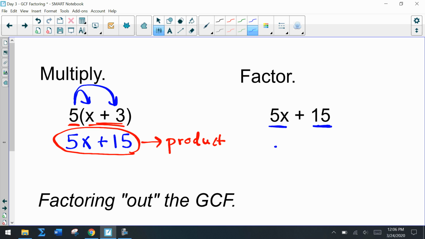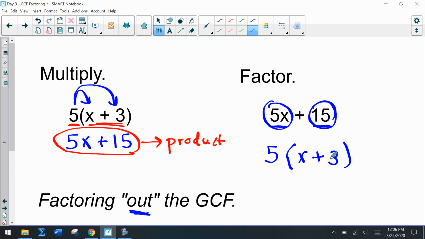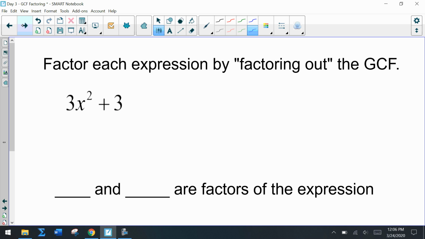So what we're going to do is factor out a 5, so we're undoing the multiplication. So if we factored out a 5 and undid the multiplication between 5 and x, we'd be left with an x inside of those parentheses. If we unmultiplied 15 by 5, we'd be left with 3. So when we factor 5x plus 15, we get 5 times x plus 3. So that's how we factor out a GCF. So factor each expression by factoring out the greatest common factor, or the GCF.